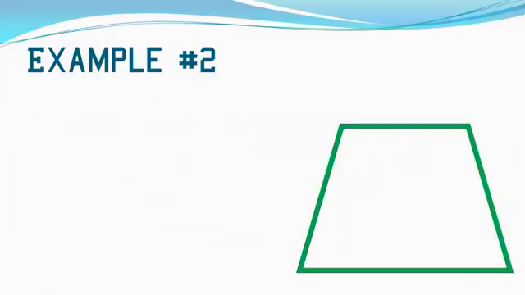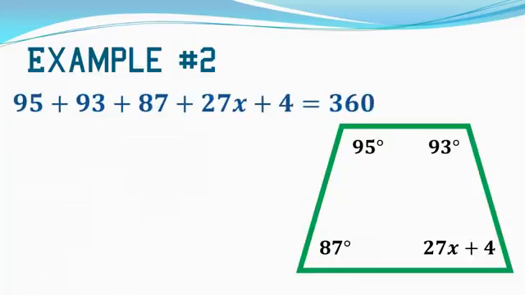In example 2, we have a different quadrilateral. We're given 3 angles that are just single values, and 1 that's an algebraic expression. In this case, x is a value within that expression, an unknown within the expression. All 4 of those angles still add up to 360 degrees. So I can use that same exact equation: 95 plus 93 plus 87 plus 27x plus 4. I added the 3 given angles plus the 4th, which is an algebraic expression.